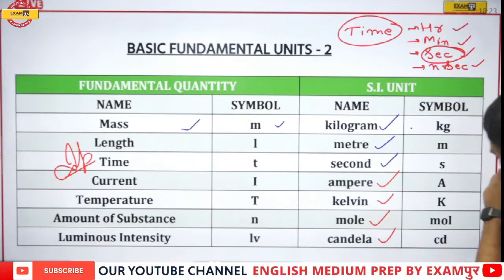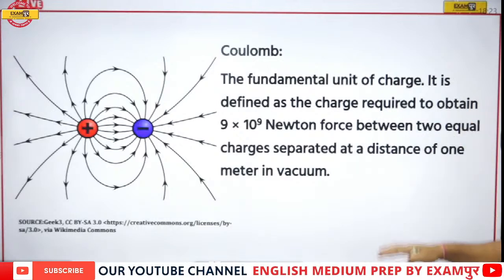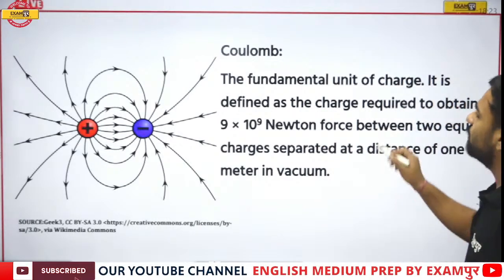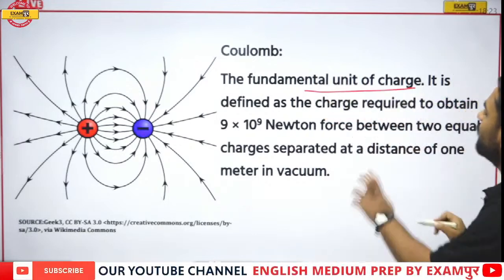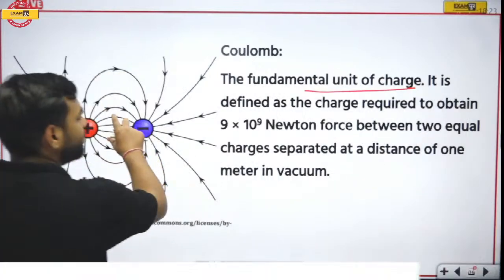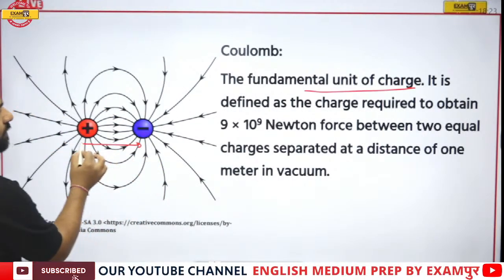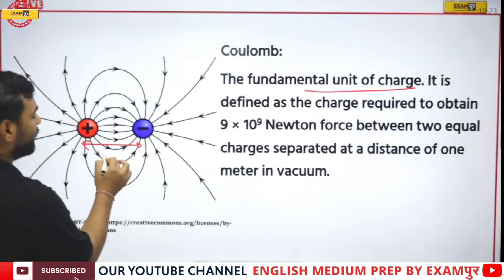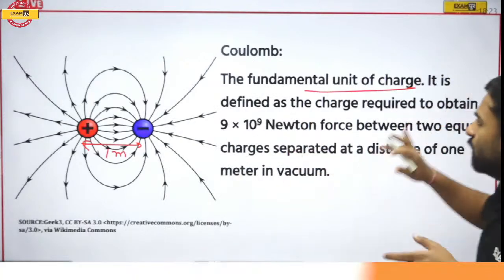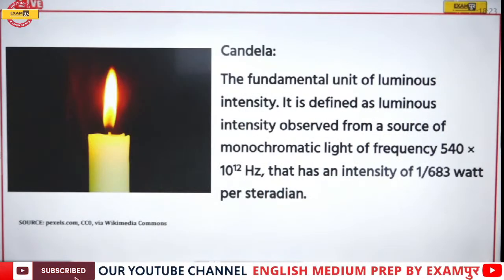Next, what about coulomb? What is coulomb? The fundamental unit of charge. It is defined as the charge required to obtain 9 into 10 to the power 9 Newton force between two equal charges which are separated at a distance of 1 meter in vacuum. Fine. So this is actually coulomb. So coulomb is the unit of charge.